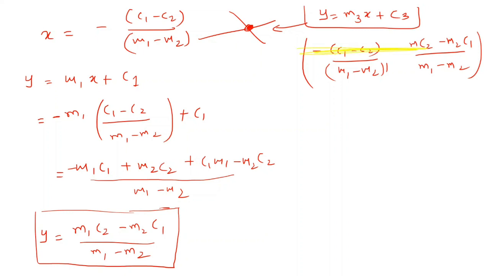Now this point a comma b will satisfy this equation. So put the values of x and y, and you will get some expression which you want to prove, right? So I'm not going to explain it anymore, and going to another example.